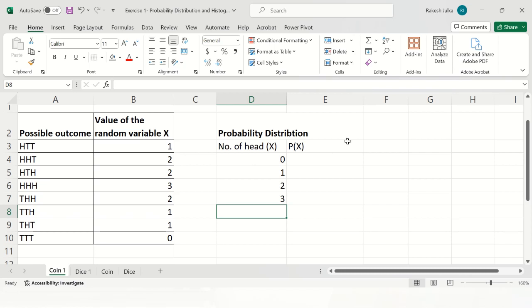So it means, what are the possibilities that we can have 0 heads? So the 0 head possibility is this much. It means we have one possibility.